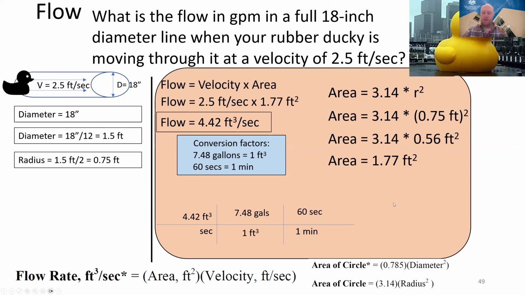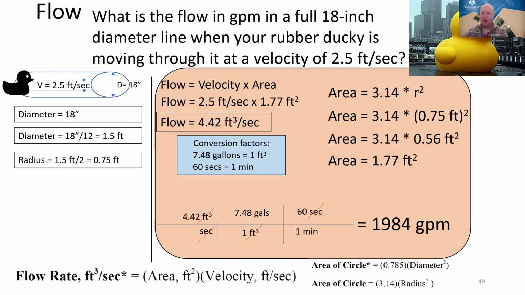So I'm just going to calculate those out and cross out my units. If something's on top and the bottom, I can cross those out. So I'll cross out feet cubed and I'll cross out seconds. And that leaves me with gallons per minute. So I multiply 4.42 times 7.48 times 60, and I end up with 1,984 gallons per minute. Nice and simple, right? Okay, hopefully that all made sense though.